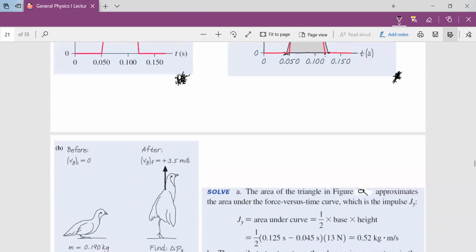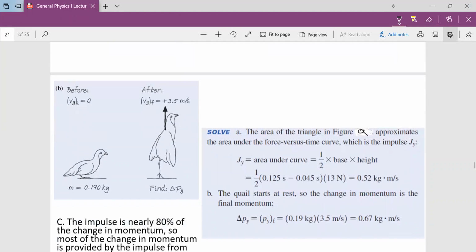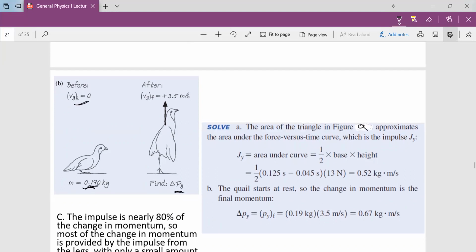Because this was provided, this was the first step we took. Then we visualize the motion of the quail. Initial velocity was 0, so we see that it's taking the motion on the y-axis. Everything about the x-axis is 0. The mass is given to us in grams. When we took it to kg, it gave us 0.190 kilogram. We're asked to find the change in momentum as well.